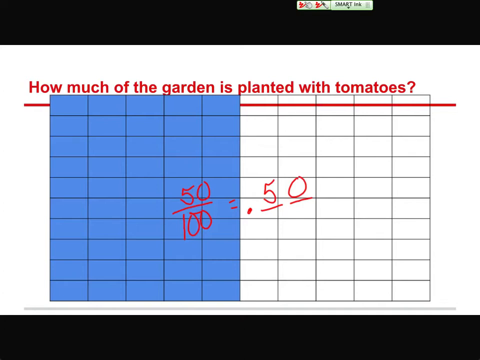How can we write that as a percentage? If the whole thing is 100%, how much would be equal to how much is our garden covered with tomatoes? Hunter? 50%. Are there any other fractions that you can think of that would tell us how much of the garden is planted with tomatoes? 1/2.